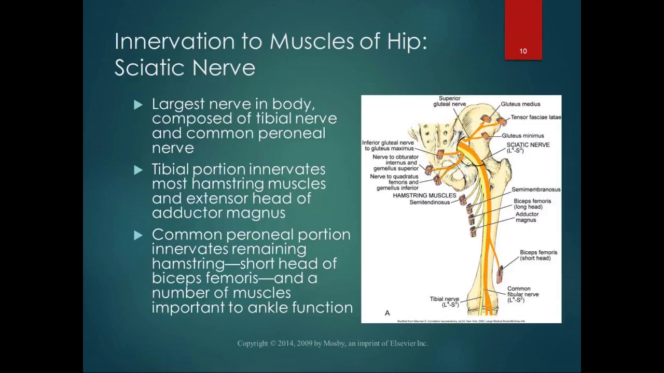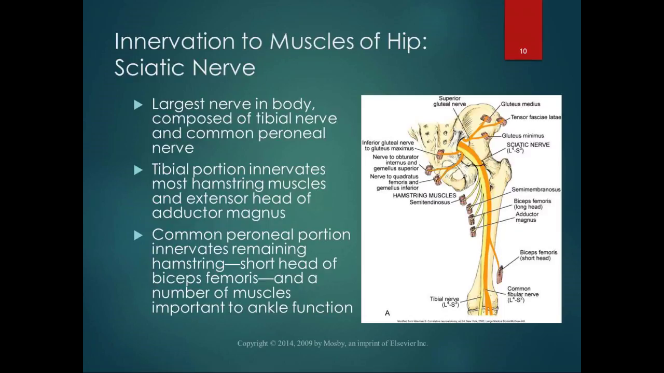So the tibial portion of the sciatic nerve innervates most of the hamstring muscles and the extensor head of the adductor magnus. So if you think about it, extensor muscles of the hip are innervated by the sciatic nerve, tibial portion, and the extensor head of the adductor magnus. There's also an adductor head of the adductor magnus, and that is innervated by the obturator nerve. Okay, it all makes sense.